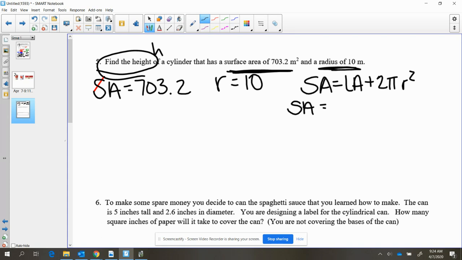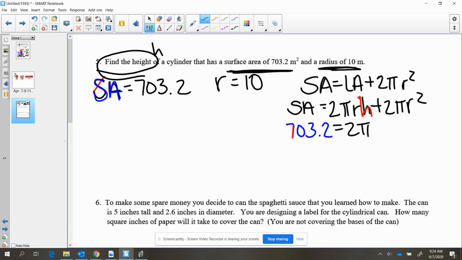So this is where you're going to want to rewrite that surface area formula. Instead of saying LA, you're going to use the formula for LA, 2 pi r h plus 2 pi r squared. Okay, so now we see that variable h in there that we're going to eventually be solving for. And we're also going to plug in what we were given. So we were given the surface area to start with, so we're going to plug in that 703.2. And then we had plugged in already 2 pi. Well, the next thing that we were given in here was that radius value of 10. So we're going to plug in, we're looking for the height.